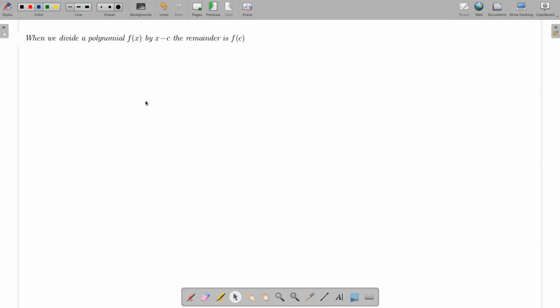Okay. So this means when I plug in c, I can find the function value. This is another way to find the value you get by plugging in. Because this happens, f of x is going to be equal to what? x minus c times the quotient, plus the remainder. Now if I plug in c here, what happens?